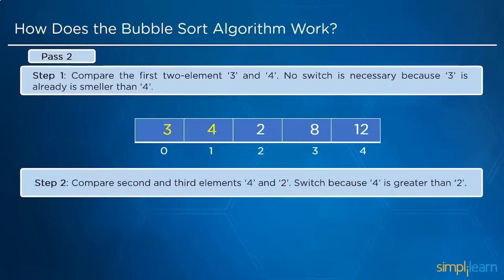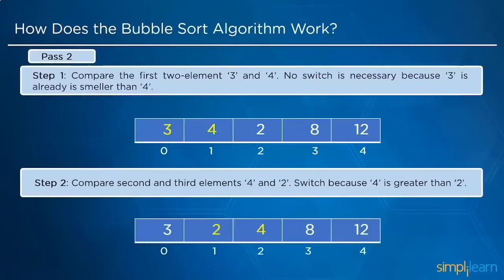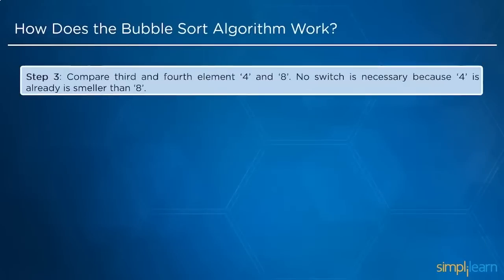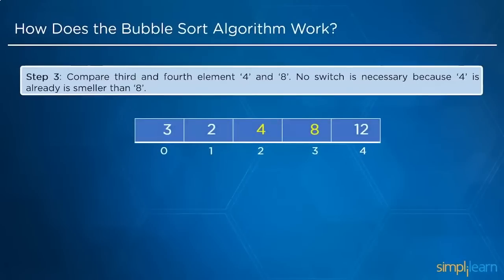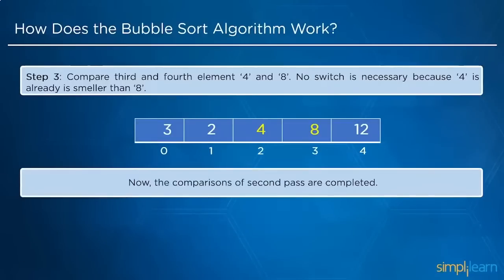Next we have step 2. In step 2, we need to select the elements 2 and 4. As you can see, 2 is less than 4, so there is no swapping required. Next we have step 3. In step 3, we need to compare the elements 4 and 8. And here, we do not need any switching because 4 is already less than 8. Now here you can see that we are not comparing 8 and 12 because the last element is already sorted.